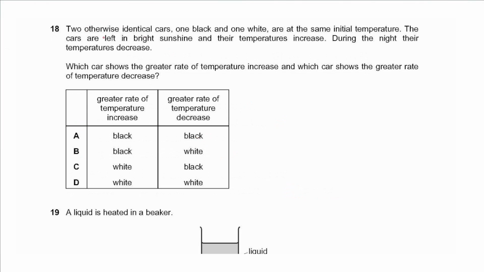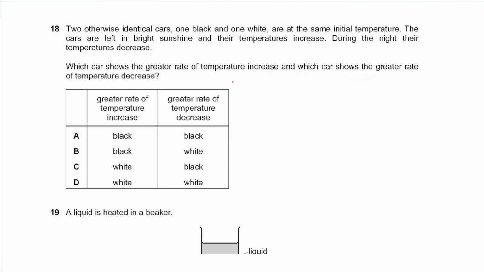Question 18 says two otherwise identical cars, one black and one white, are at the same initial temperature. The cars are left in bright sunshine and their temperature increases. During the night, their temperature decreases. Which car shows the greater rate of temperature increase and which car shows the greater rate of temperature decrease?